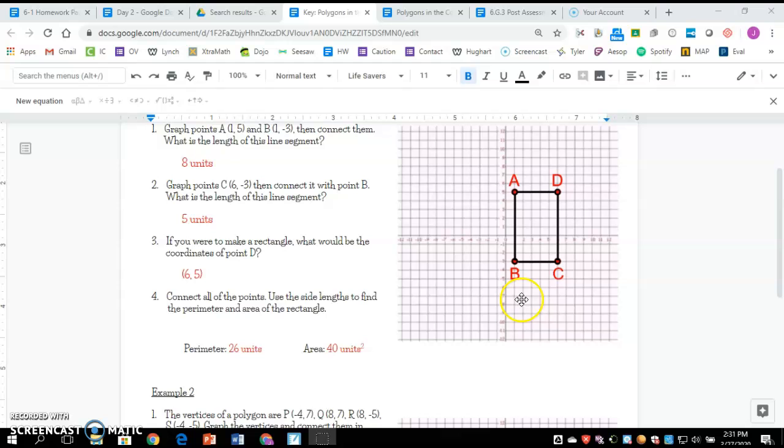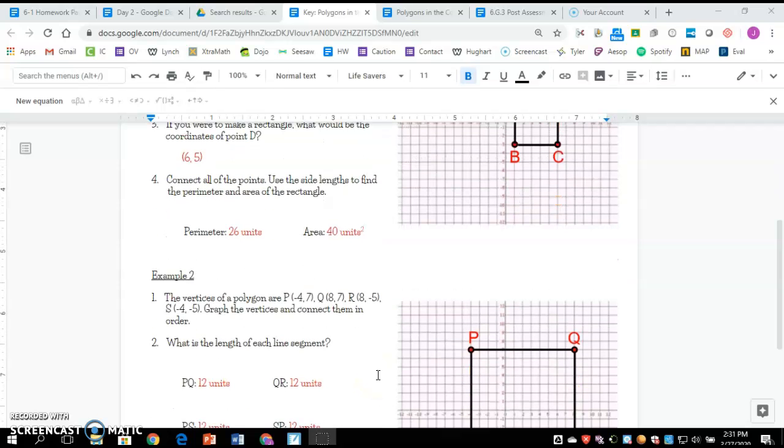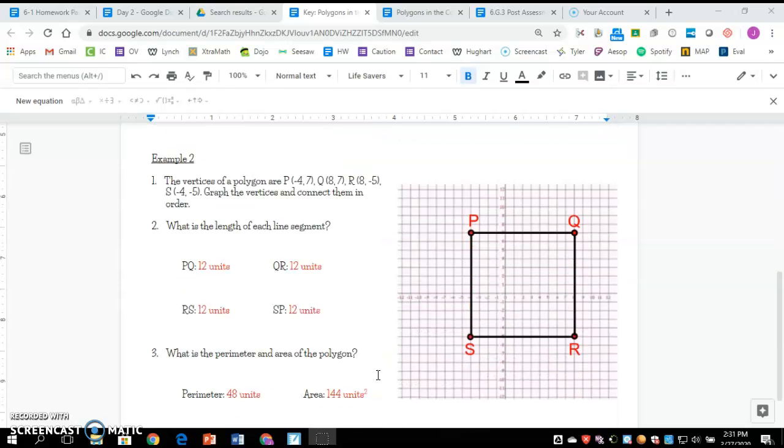And then we had to find the area, so that would be our length times our width. So we're taking 8 times 5 to get 40 units squared. Okay? Again, if you have any questions, please feel free to email me and I'll help you out.